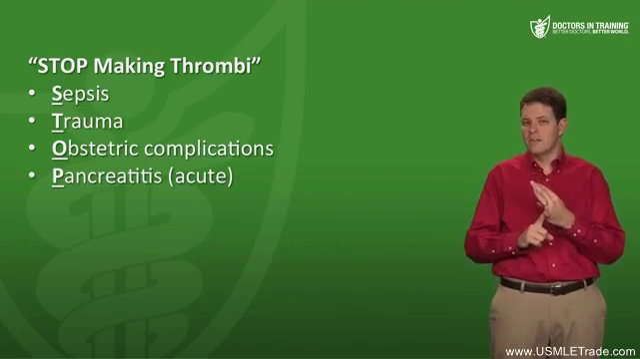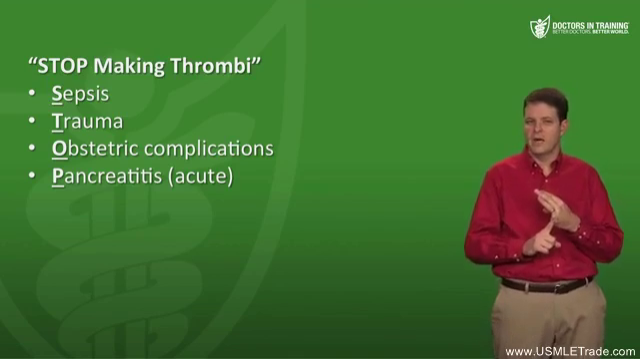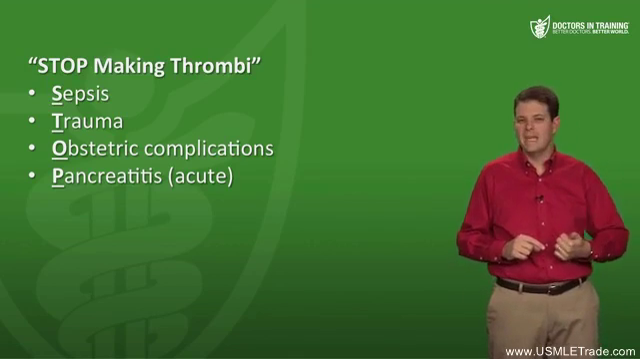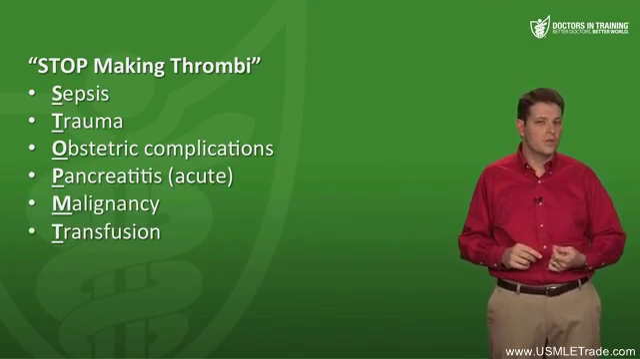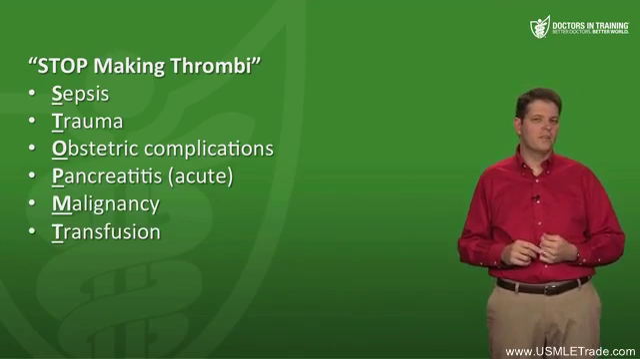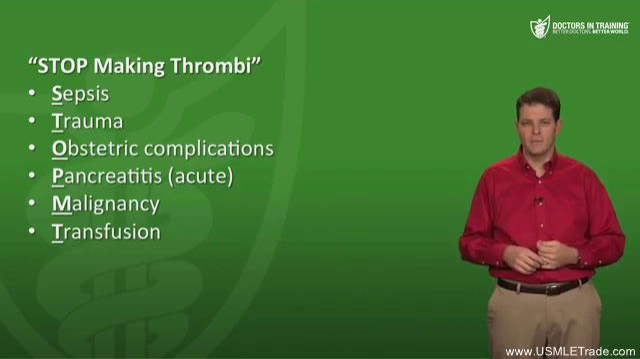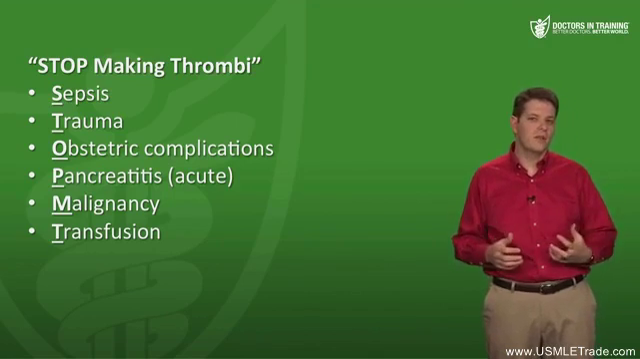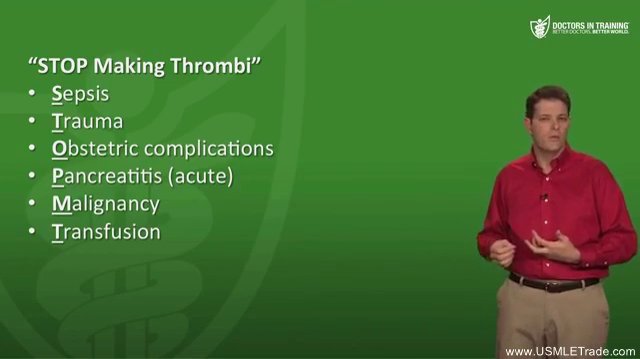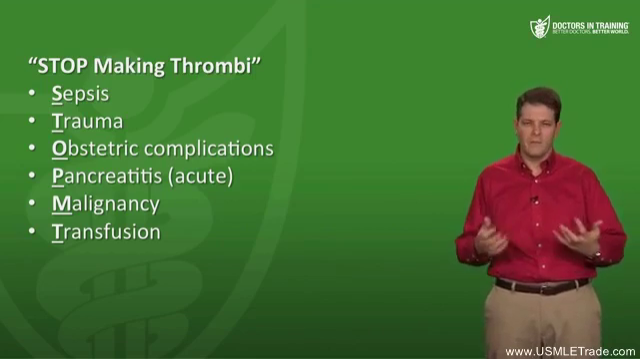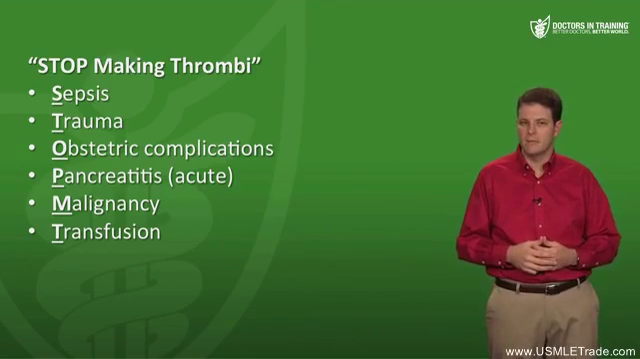Acute pancreatitis can cause DIC. So the P is for pancreatitis. And then the M in making is for malignancy, and the T in thrombi is for transfusion. So definitely know those causes of DIC. Stop making thrombi. Again, I love it when a mnemonic is linked to the subject you're learning. Now, for years, this mnemonic has been taught as stop making new thrombi, where that N in new was supposed to stand for nephrotic syndrome, but I haven't been able to find any good data to back that up.